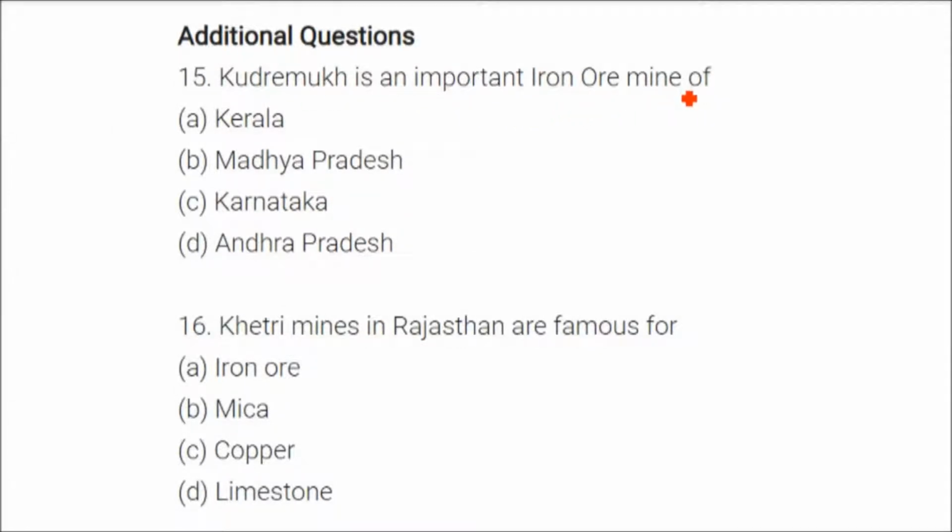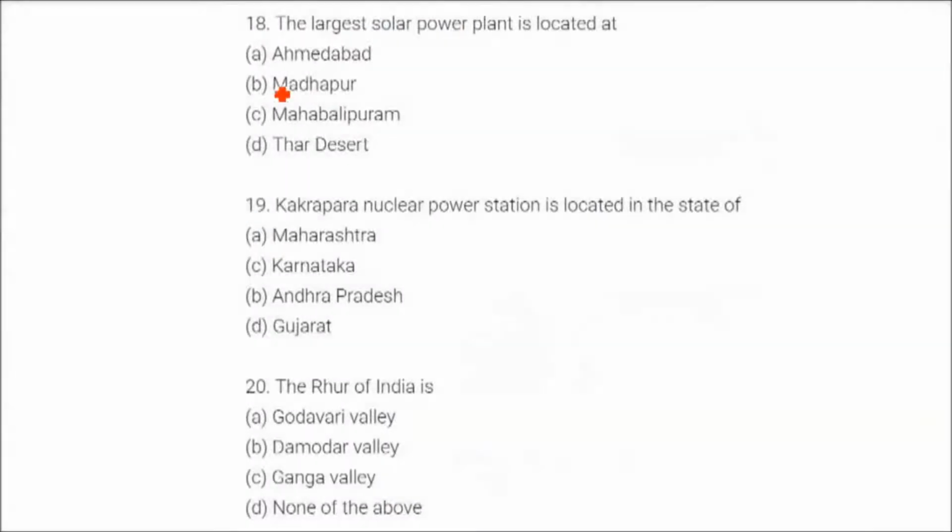Kudremukh is an important iron ore mine of, we have just seen it, so the answer is Karnataka. Khetri mines in Rajasthan are famous for copper. The largest solar power plant is located at Madhapur. This we have already covered. Kakrapara nuclear power station is located in the state of Gujarat.